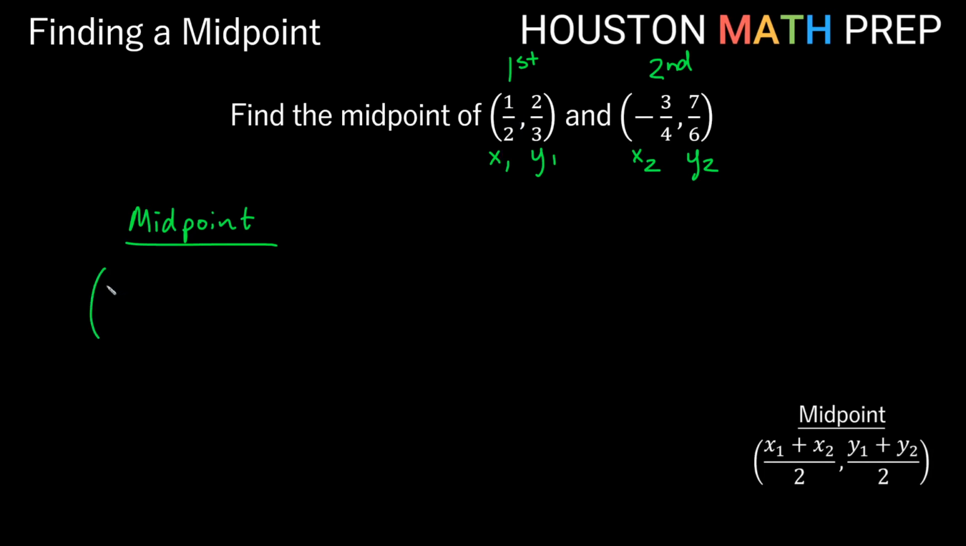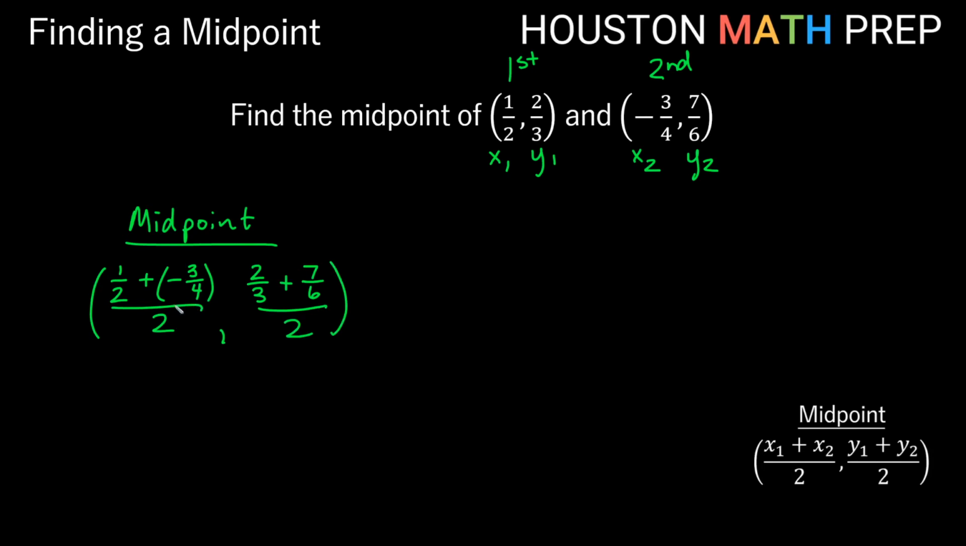So x1 is 1/2 plus x2, which is negative 3/4, plus a negative will be like minus, over 2. So that's our x1 plus x2 over 2, comma, now our y component here, y1 plus y2 over 2, so y1 is 2/3, plus our y2 is 7 over 6, over 2.